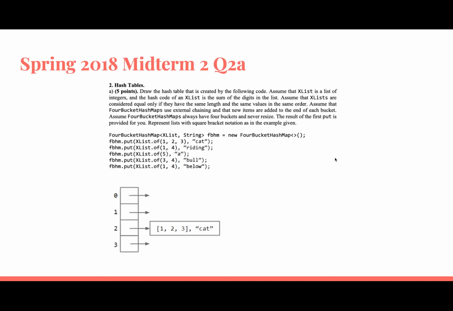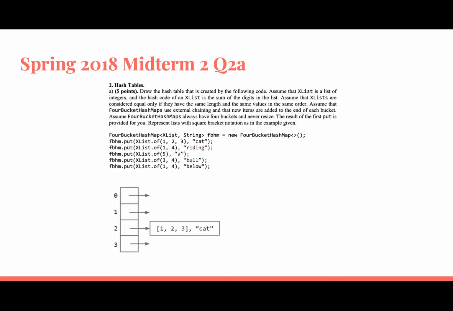So here is an example problem that we can try. It's from Spring 2018 Midterm 2, question 2A. This question asks us to draw a hash table that is created by the following code. An XList is a list of integers. And the hash code of an XList is the sum of the digits in the list. Two XLists are equal if they have the same length, the same values, and the values are in the same order. So we have this hash table, a bucket hash map that uses external chaining or separate chaining, and it never gets resized, and it always has 4 buckets.